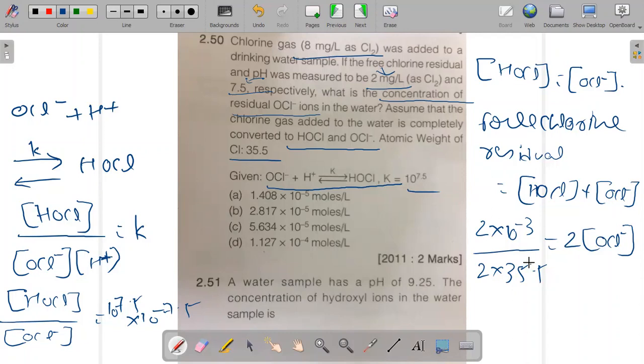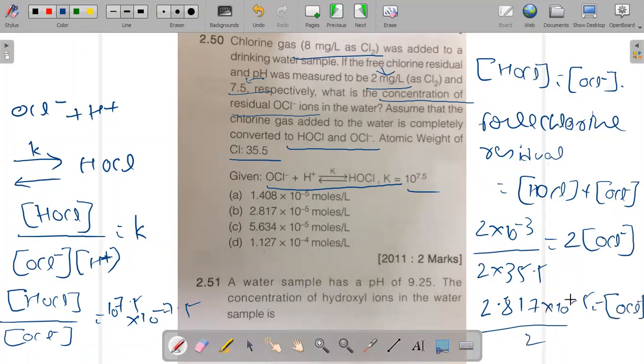So it's about 2.817 into 10 to power minus 5. So 2 into OCl minus, divided by 2, we get OCl minus.